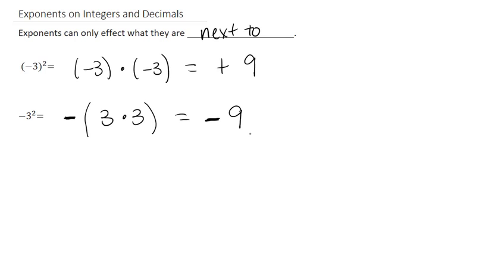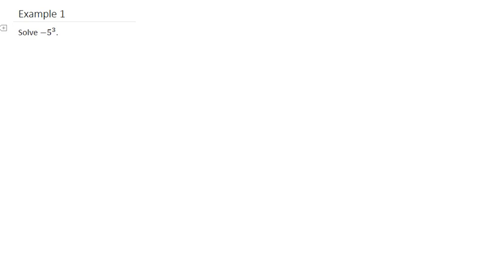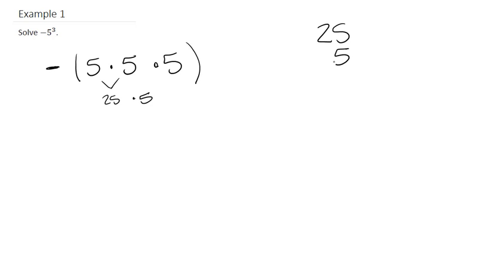Now let's do an example. Example 1. Solve for the following. We have -5 raised to the third power. We notice it's not in parentheses, so that 3 is only attached to the 5. So we can leave the negative there and go 5 times 5 times 5. Now 5 times 5 is 25, and then we're going to have to multiply it by another 5. So 25 times 5.